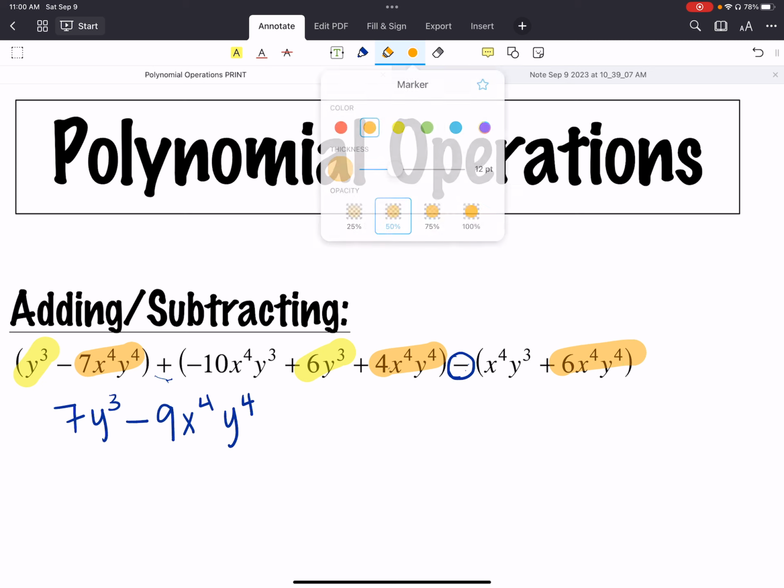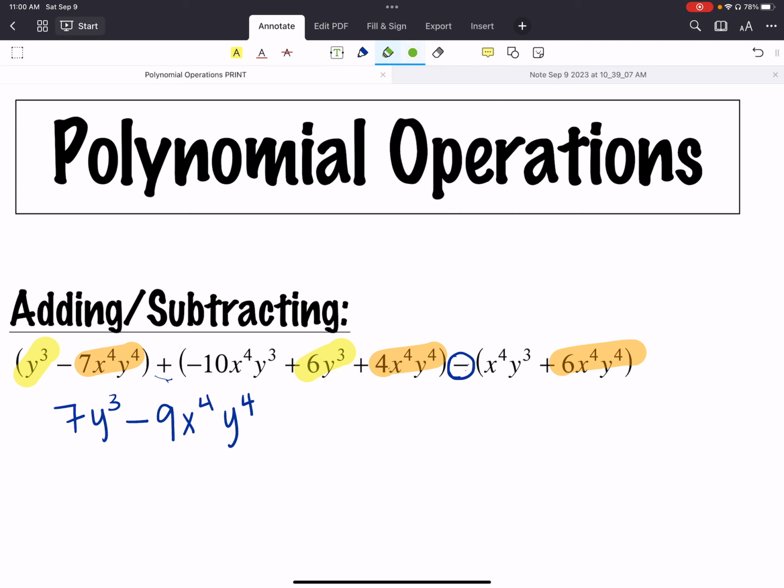Then let's do our next term. So we have x to the fourth, y cubed. So we're going to say negative 10 minus 1, so negative 11, x to the fourth, y cubed. In this one, when we look at our final answer, none of these three have the same term. So we can't add these two together, so that's our final answer.